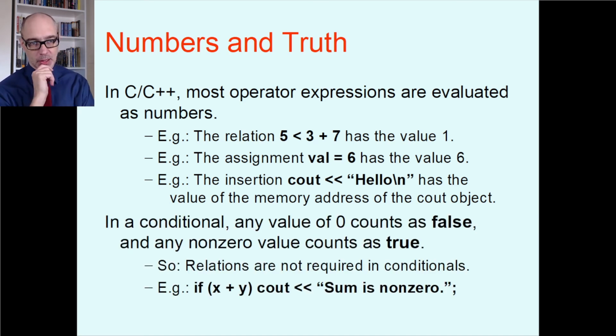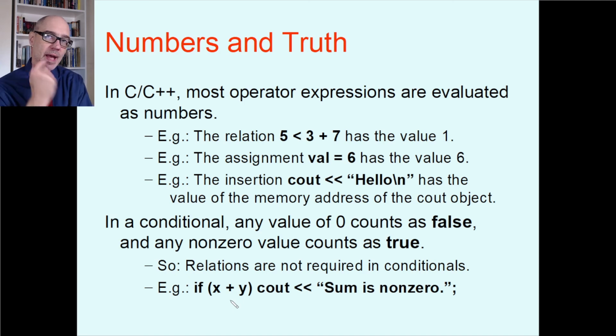Now, in a conditional, right, in the parentheses of an if statement, any value of 0 counts as false again, and any non-zero value counts as true. 1 or 5 or 10 or -15 or a million, anything other than 0 counts as true. So technically, relations are not required in conditionals. Most of the if statements that I write will have relations, but you don't need them there. For example, here's a programmer that got very, very clever. Here's an if statement that does not have a relation in it, and this will compile and work perfectly fine. It says if x plus y, cout the sum is non-zero.